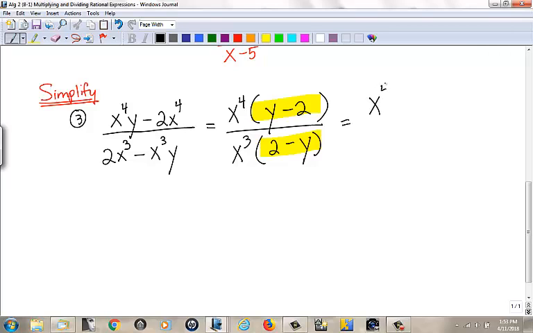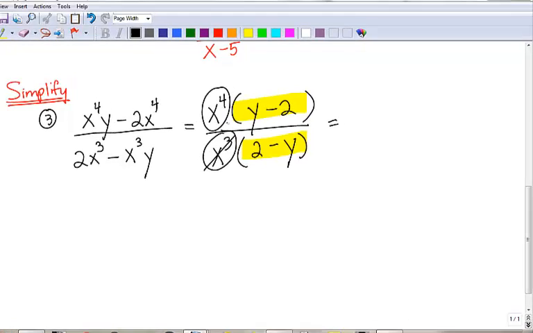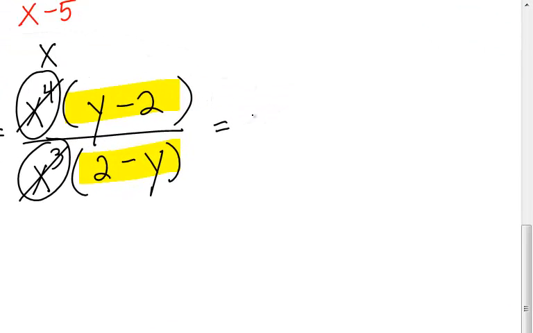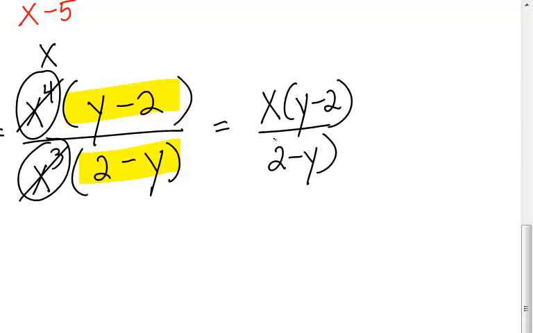So I'm going to leave the x to the 4th. I could go ahead and reduce it. Let's go ahead and reduce those. So the x to the 3rd and the x to the 4th, when you divide monomials, what do you do with the exponents? So what's left? X on top. So we have an x left on top. So I have x times y minus 2 over 2 minus y.